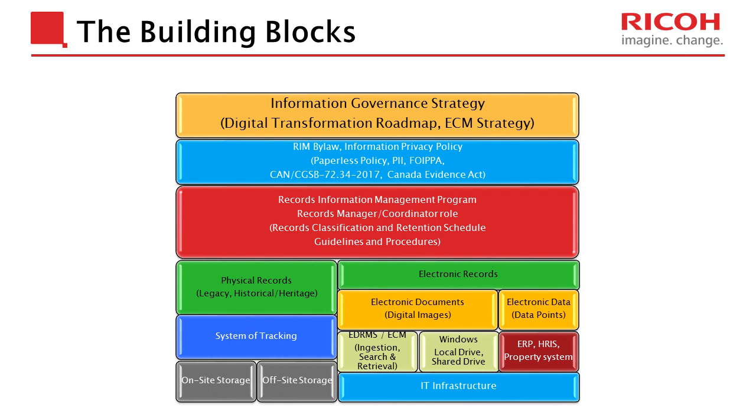On the electronic side, there are basically two types of electronic records, right? So you have electronic documents. These are your digital images, basically your files right now, your files in your hard drives, in your shared drives. And then the other type of electronic record is your electronic data.